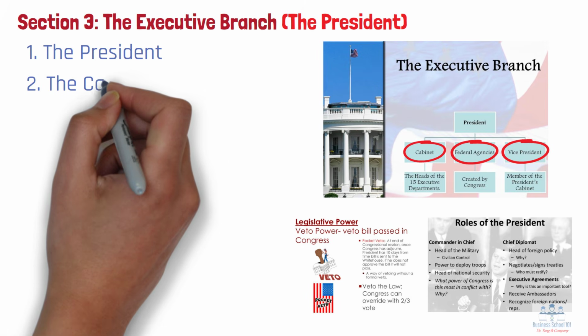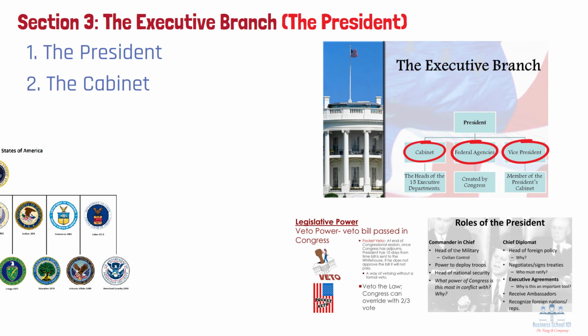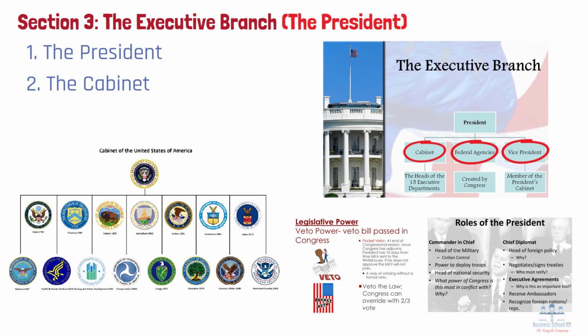Part 2. The Cabinet. The Cabinet consists of the heads of 15 executive departments, such as the Department of Defense and the Department of Education, who advise the President on issues related to their respective areas.